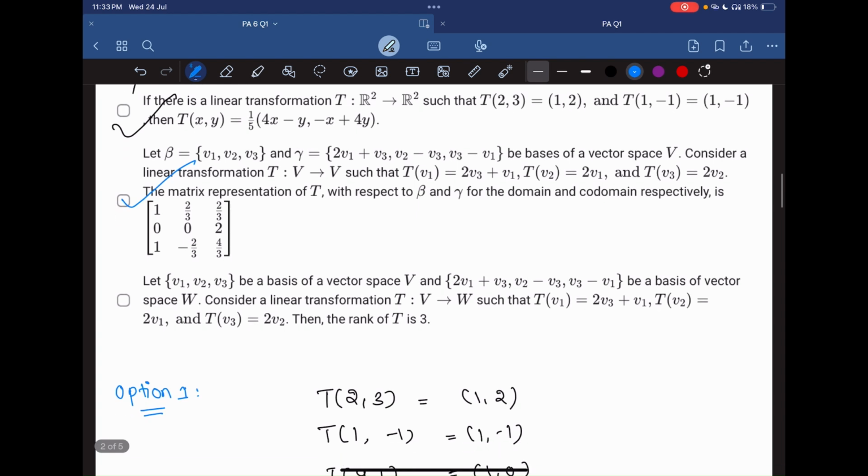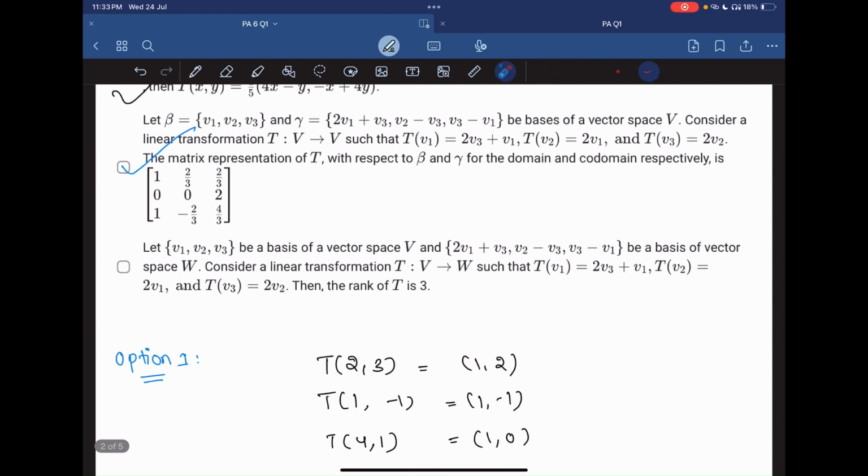Now let's look at fourth option. It's the same option. It's just that it is saying that the rank of the T is 3. So if the rank of T is 3, that means the rank of this matrix would also be 3. And as it is a square matrix, which is of order 3, it can only have rank 3 when the determinant of this matrix is non-zero. So let's calculate the determinant.